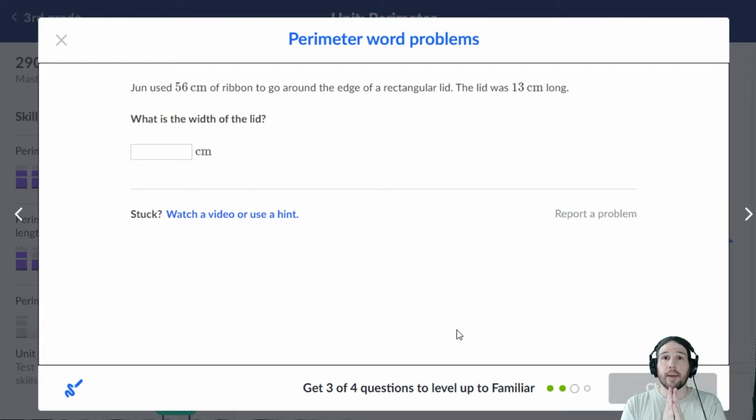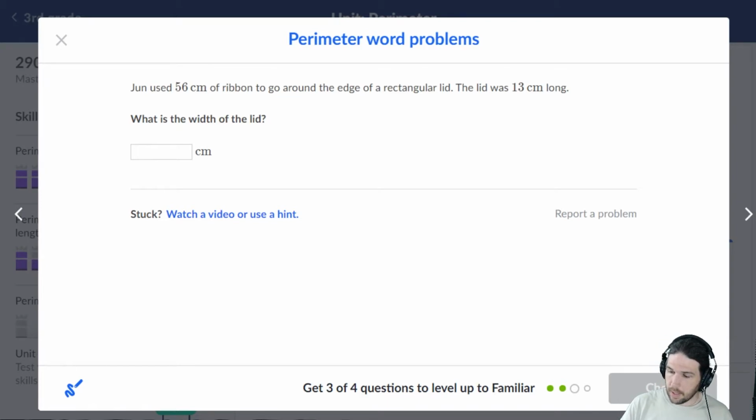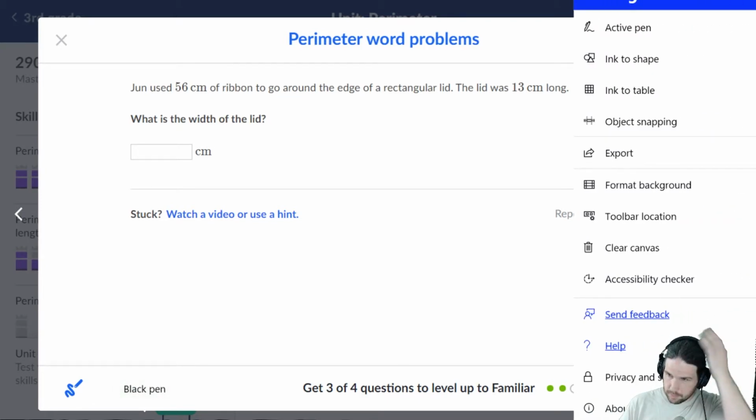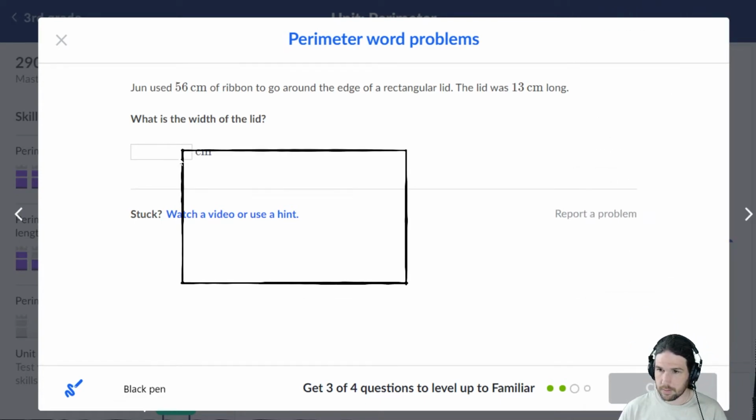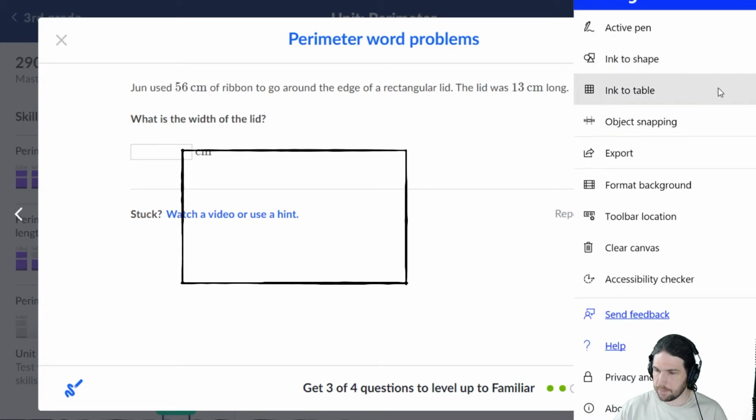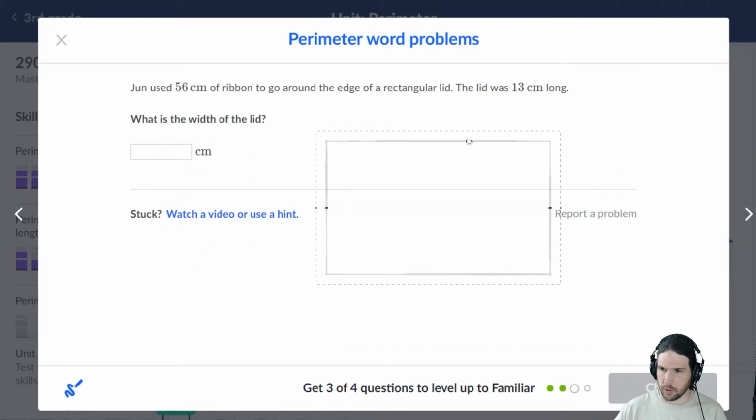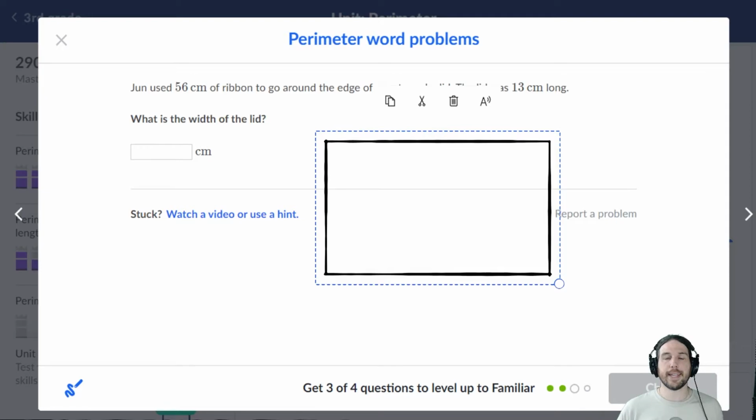Draw a diagram. Draw a diagram. For God's sake, draw a diagram. I'm going to switch over to ink to shape. And I'm going to draw a rectangle. And then I'm going to undo ink to shape. And then I'm going to move the rectangle to a useful place. Draw it. For God's sake, draw it.